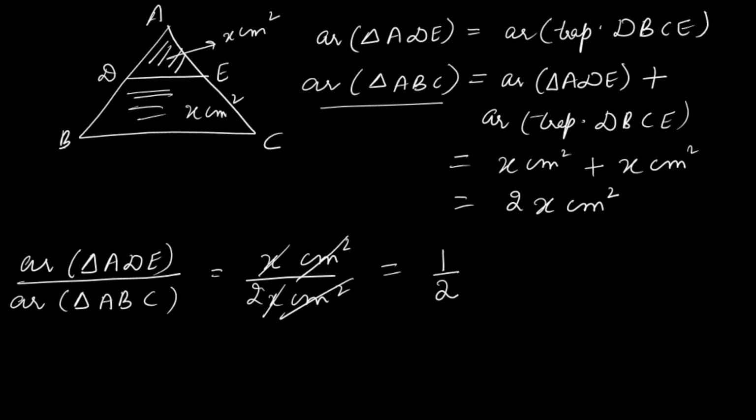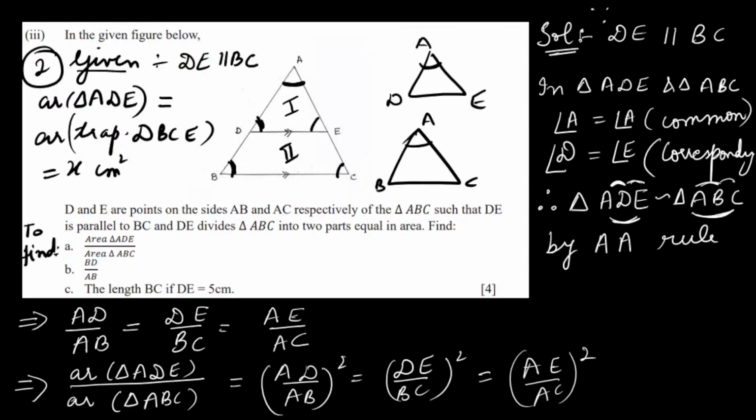Now let's do the second part. Second part of this question, we have to find the ratio of BD and AB. Now how to do this? Ratio of BD is to AB. So which result will we use?